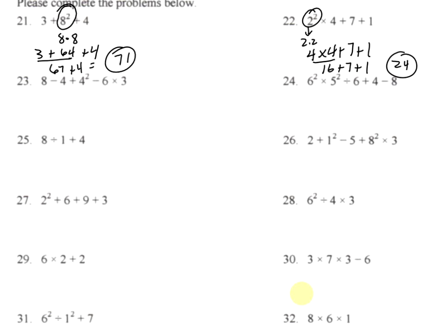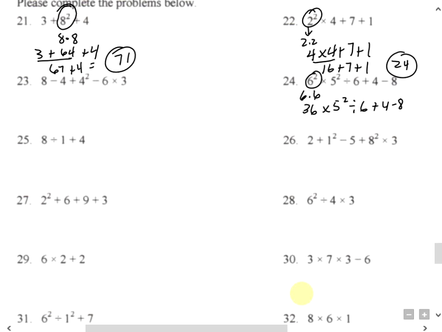Quade, what am I going to do first on 24? Which multiplication? Well, what about those little 2's up there? We're going to do 6 to the second power first. We're going to do that one right there. That means 6 times 6. What is 6 times 6? Tayshawn? 36. Times 5 to the second divided by 6 plus 4 minus 8.